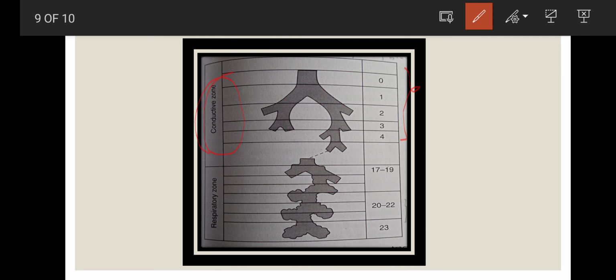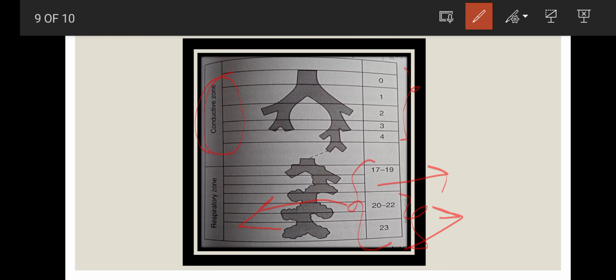And the 17th to 19th generations form the transition zone, and the 20th to 23rd generations form the exchange zone. Exchange of gases can take place from the 17th to the 23rd generation. These divisions are numbered as generations. So I have told you the conducting zone, transition zone and exchange zone.